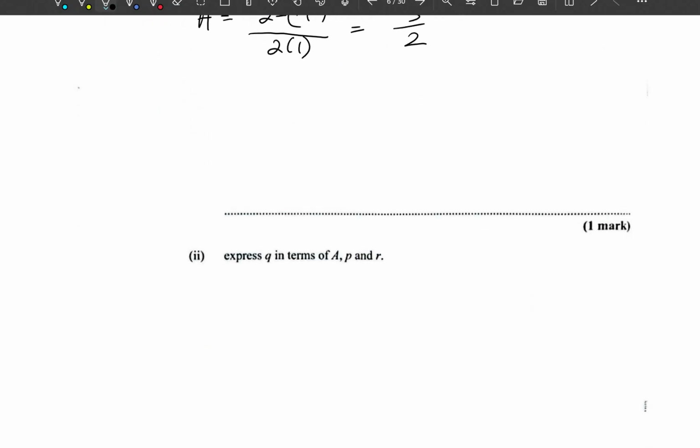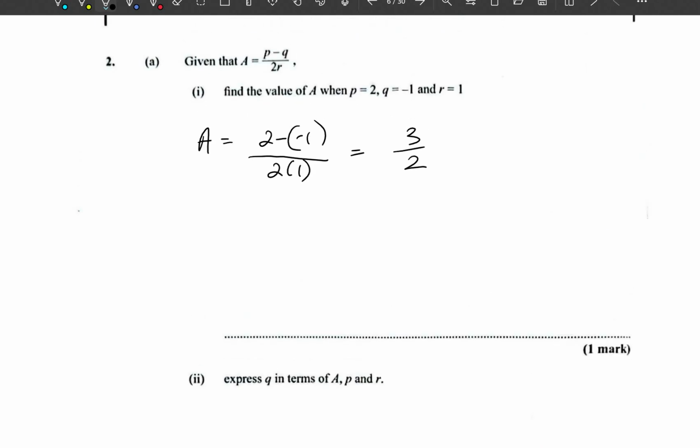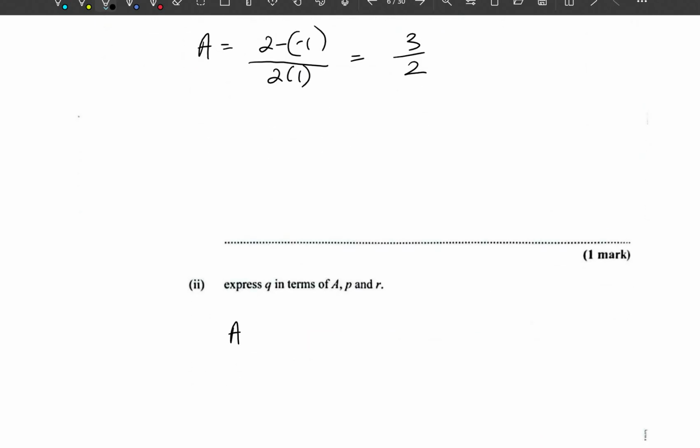Part 2 wants us to express Q in terms of A, P, and R. So they want to make Q the subject of the formula. We have that A is going to be P minus Q divided by 2 lots of R.